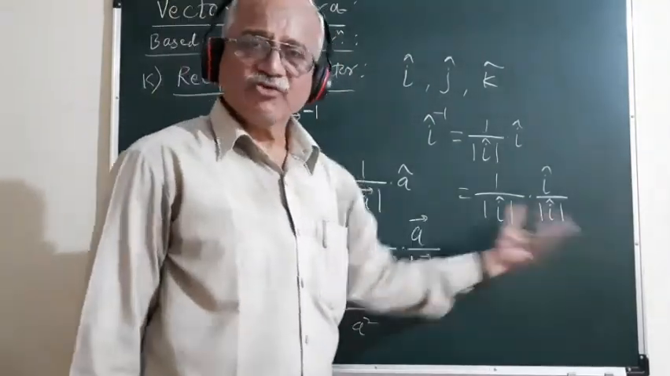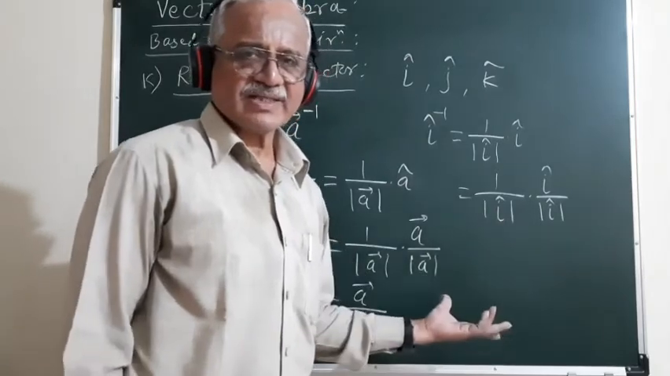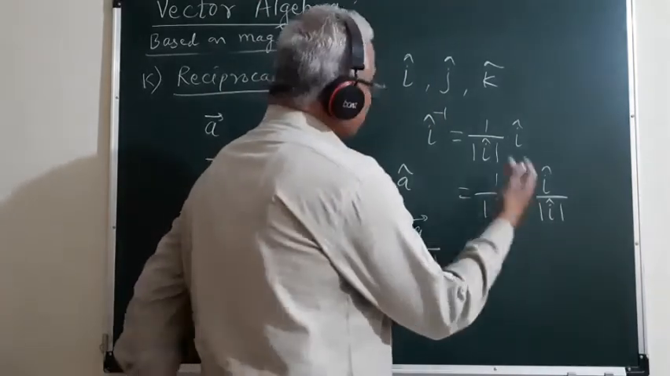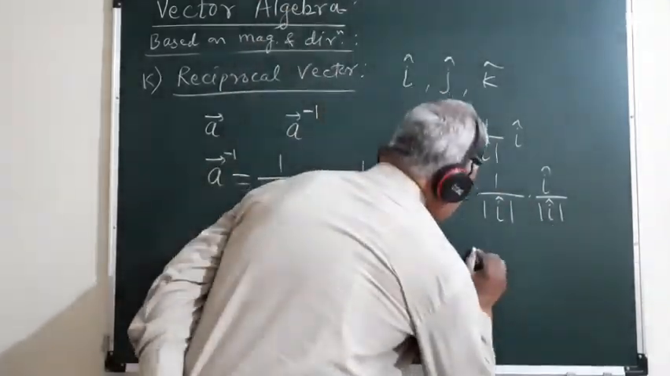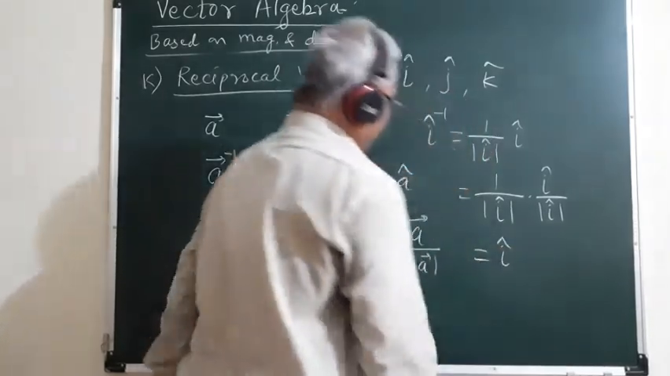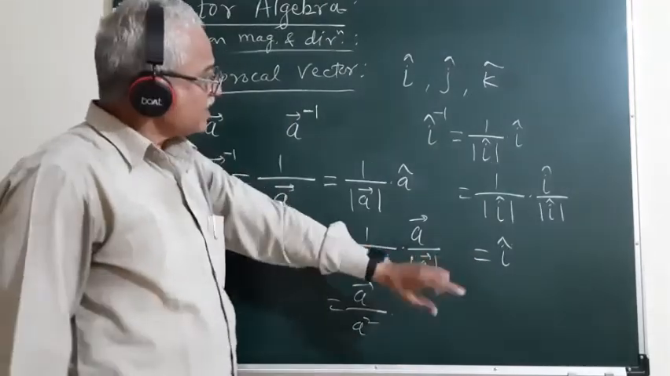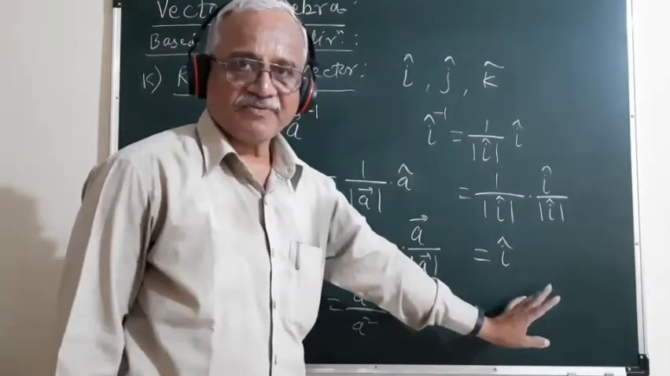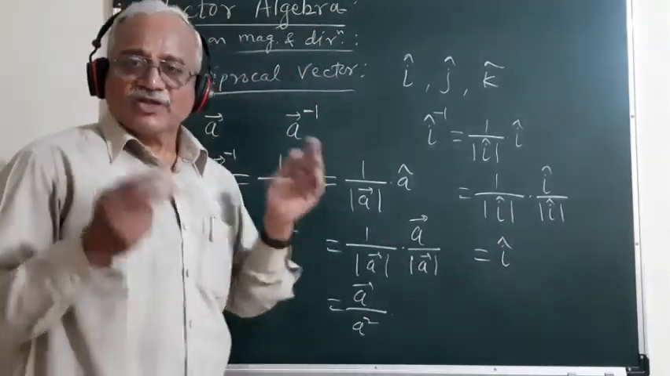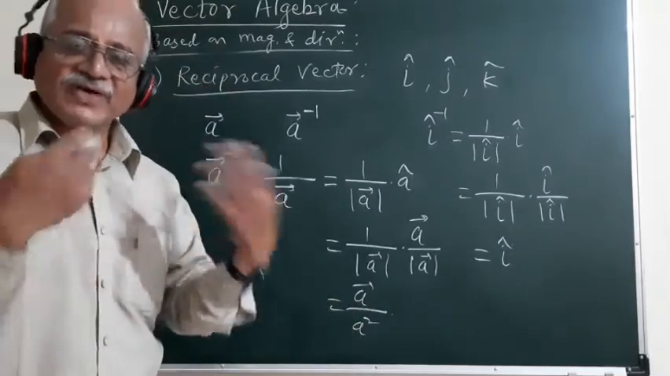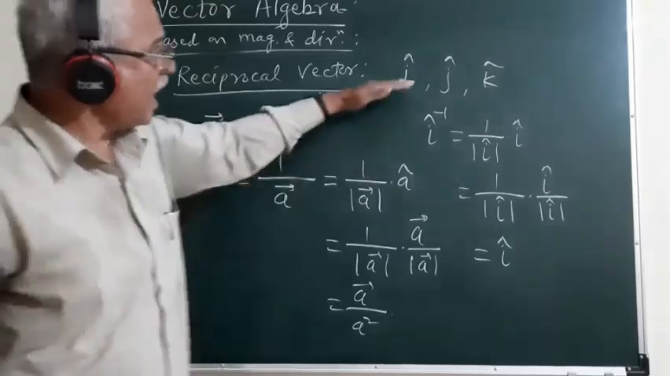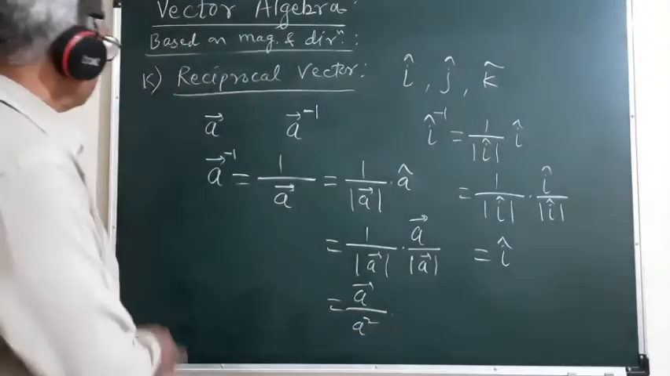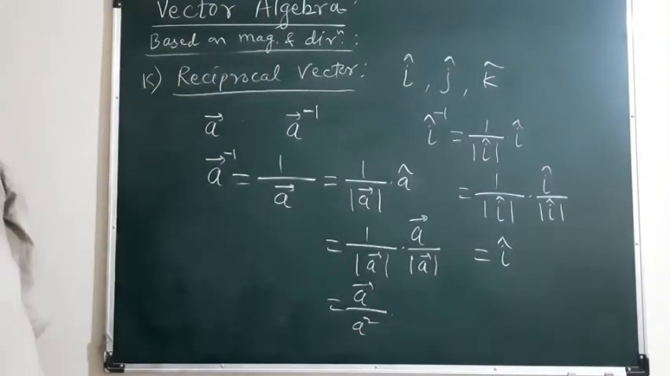Since I cap is a unit vector in the positive direction of x axis, its magnitude is 1. So the magnitude of this unit vector I cap, J cap or K cap is 1. So we can replace this magnitude by 1. So this is equal to I cap. So what we observe here is that the reciprocal vector of this unit vector is the given vector itself. So we can say that the unit vectors are self-reciprocal vectors. The unit vectors I, J, K are the self-reciprocal vectors, right? So that is about reciprocal vectors.